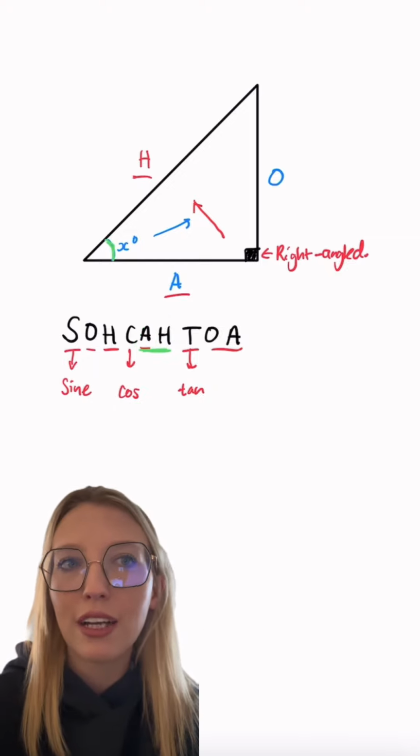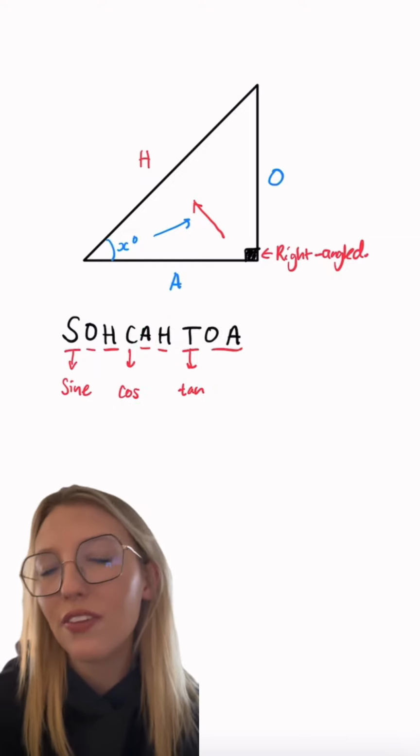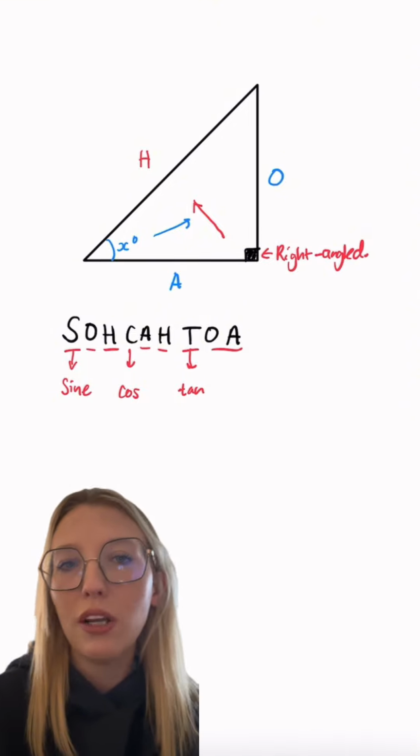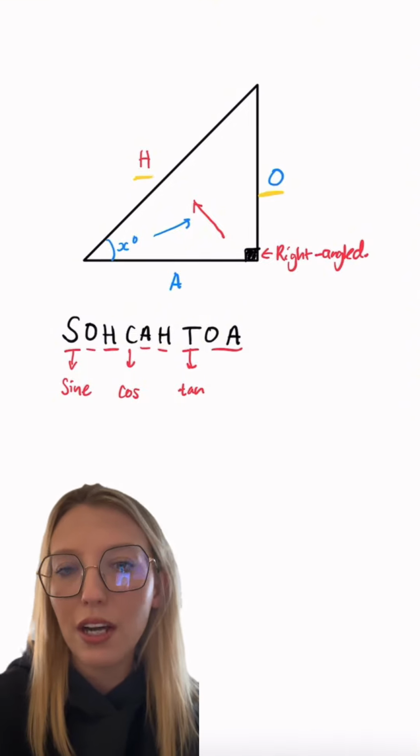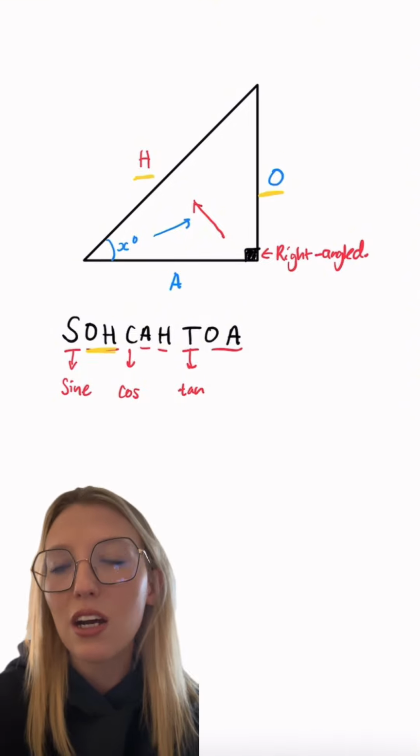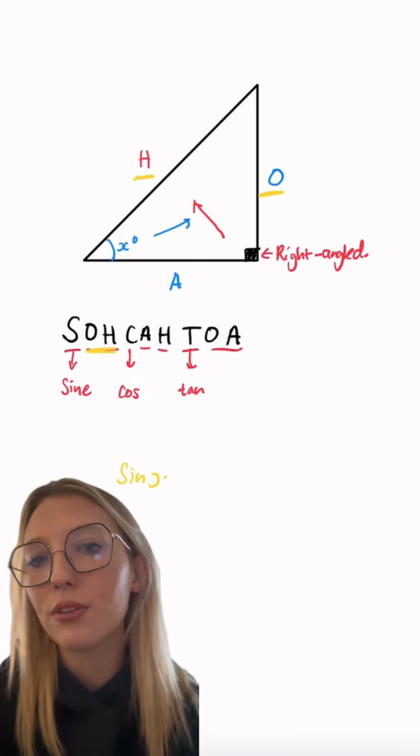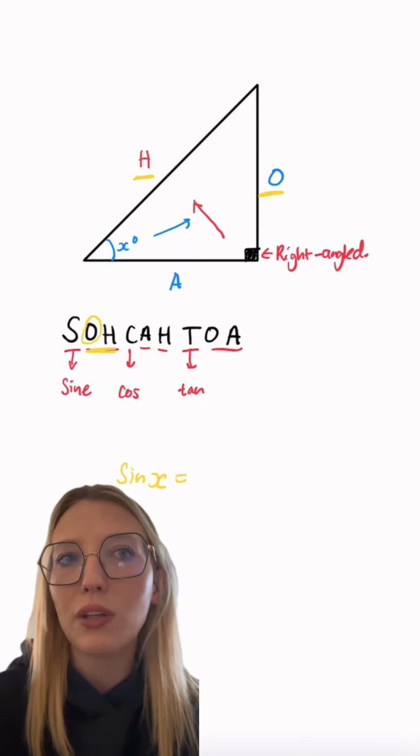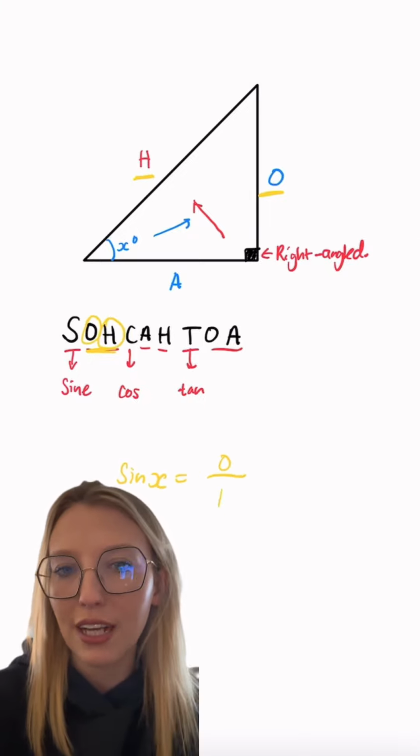Now let's suppose on the final example that we have got the opposite length and the hypotenuse length. So we're looking for O and H in SOHCAHTOA, and we can see that that stands against our sine. So sine of our angle, so sine X, will simply equal the opposite length over the hypotenuse length.